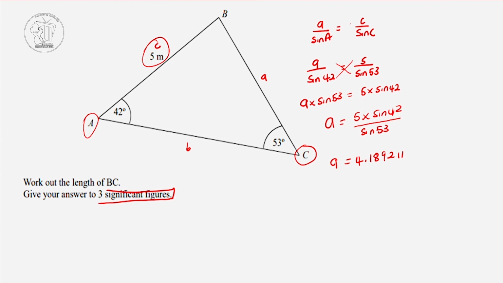So they want our answer correct to 3 significant figures. So we count 3 numbers, for 3 significant figures, 1, 2, 3. And we see the next number is 9, so we add 1 to the previous number. So we'll have A being equal to 4.19. So we can say therefore BC is equal to 4.19 as the answer. And that is how we answered this question.